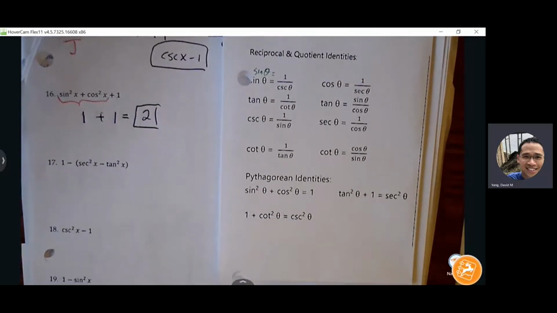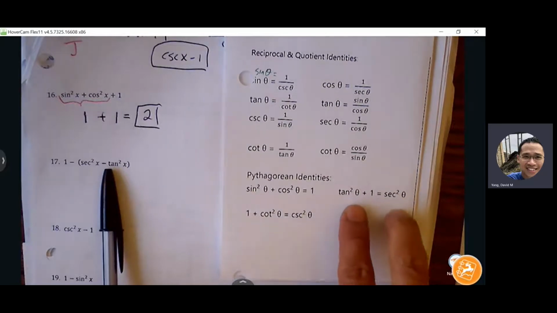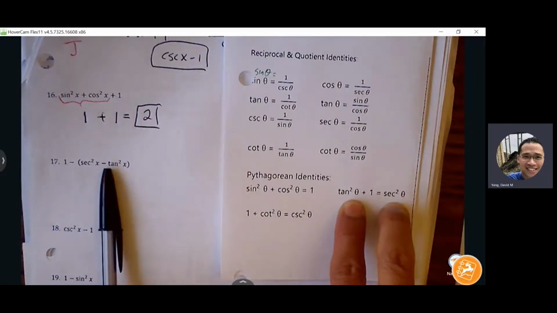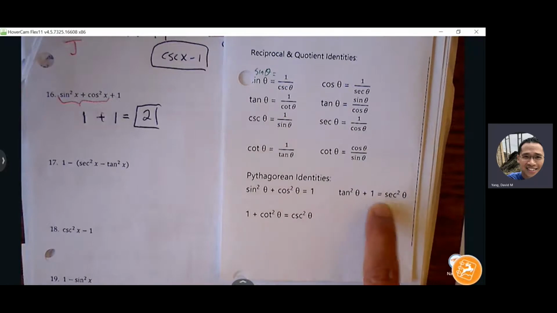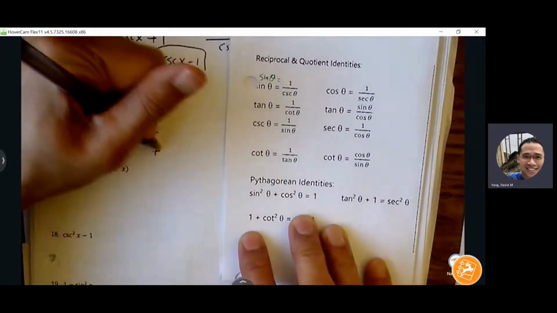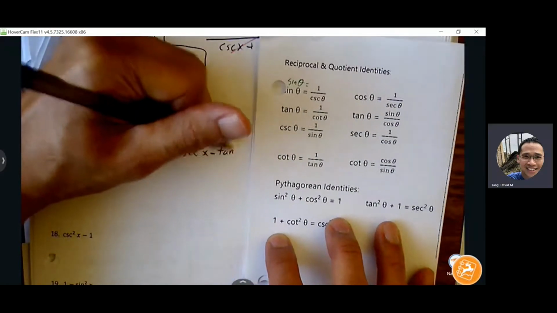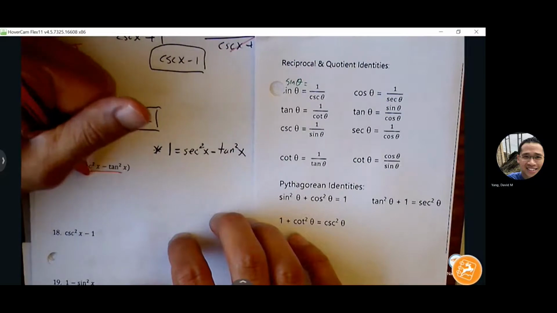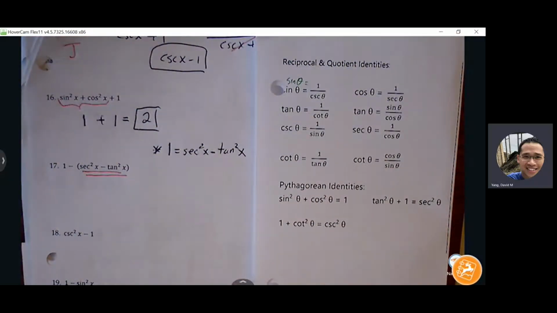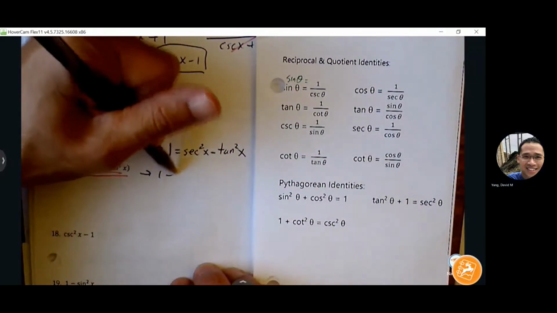Okay, number 17. 1 minus parentheses secant squared x minus tangent squared x. Maybe there's something that I can do to replace that. I do have a trig identity involving tangent and secant. So I can rearrange this, right? Say that 1 is equal to secant squared minus tangent squared. We have a clean substitution for this piece. Replace that parentheses with 1 because we see that's equal to 1. And then 1 minus 1 is 0.